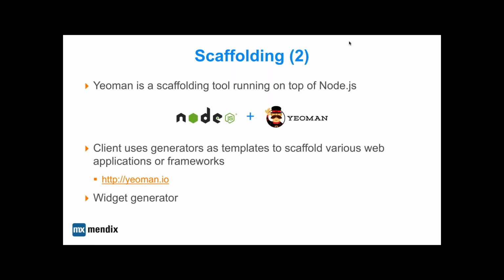Yeoman is a command line tool that is built on top of Node.js as well. It's what is called a scaffolding tool. Using a template and by entering a few parameters, it can quickly scaffold a web application, a website, or, in our case, a widget. The widget generator is basically a template that is used by the Yeoman command line client to create a widget.